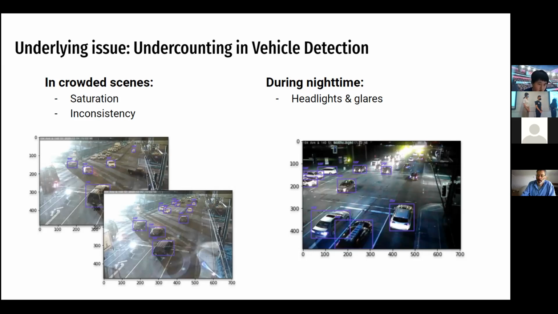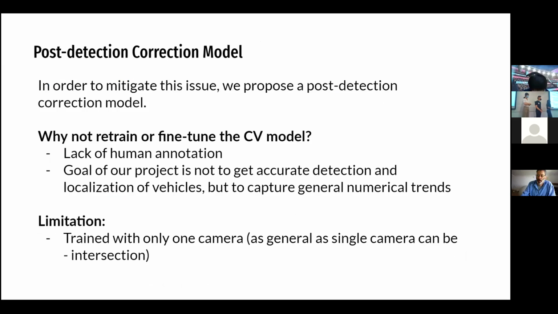The other thing is during nighttime, the vehicle detection algorithm also failed due to headlight glares and overexposure. Even as a human, we would have difficulty counting the cars back here that are covered by the loss of light. So in order to mitigate this issue, we propose a post-detection correction model.